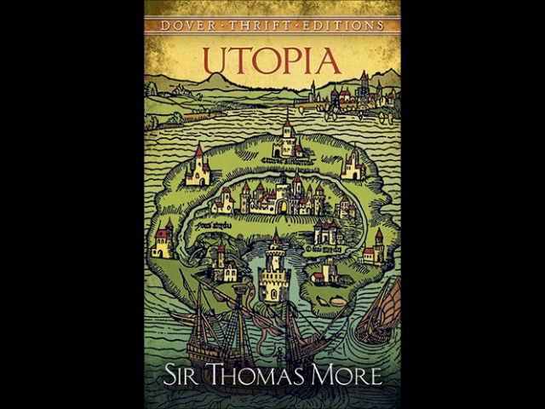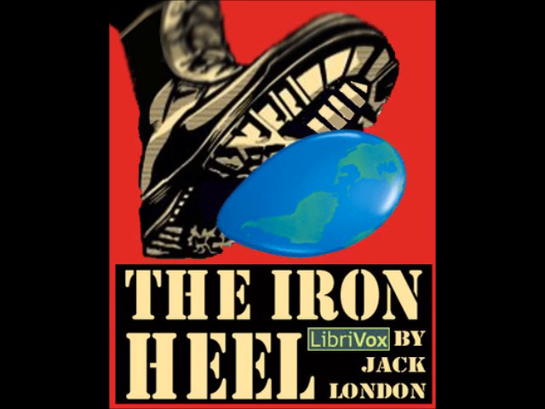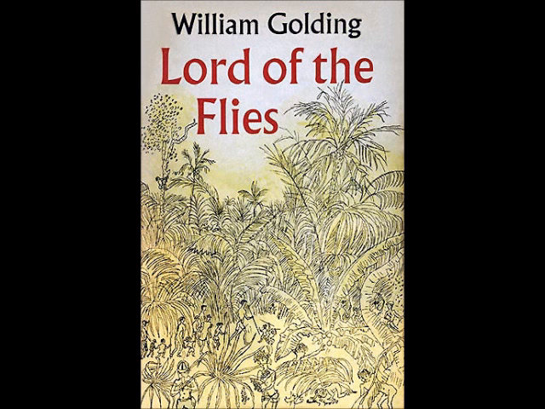Dystopia is derived from the ancient Greek words dys and topia, meaning bad place. The origin of dystopian fiction can be traced back to the United Kingdom in the early 1500s with Thomas More's Utopia. Despite its title, the novel displays a dystopian society caused by human beings. Books such as Mundus Alter et Idem by Joseph Hall, The Iron Heel by Jack London, and Lord of the Flies by William Golding are yet other examples of novels which display a dystopian society that is created by humans.